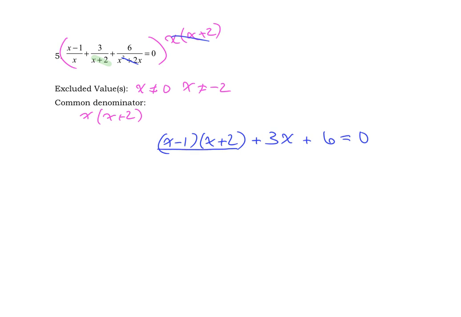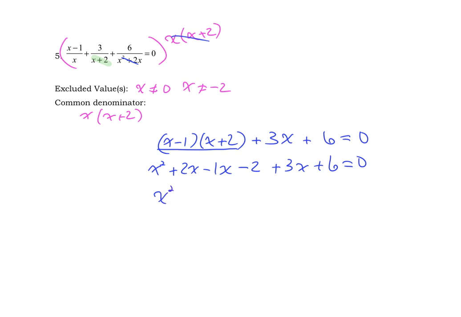so I can come and FOIL it. I can go and do it, but x times x is x squared. X times 2 is 2x. Negative 1 times x is negative 1x. Negative 1 times 2 is negative 2, plus 3x plus 6. I have a quadratic, so I'm going to start with that x squared.